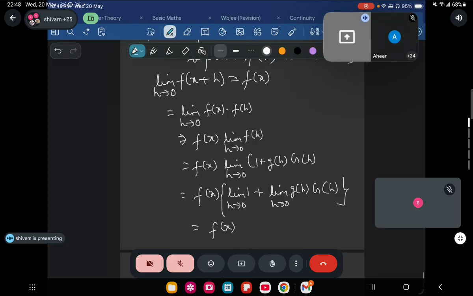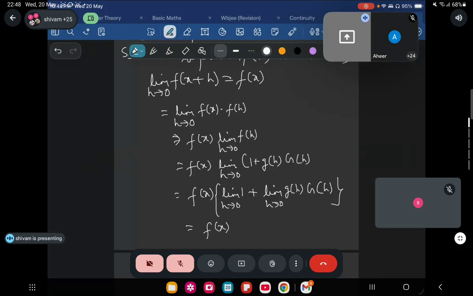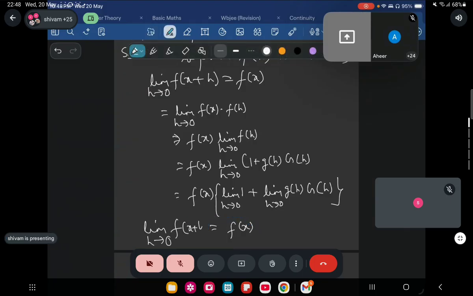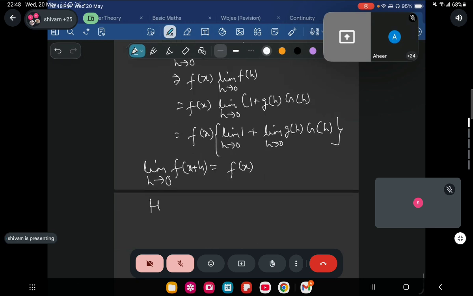Okay. So what have we proved, everyone? We have proved that limit h tends to 0, f of x plus h is equal to f of x. Hence, f is continuous. Tell me, are you getting it? Yes or no? Hence, we can say f is continuous. Tell me, anyone having any doubt, you can ask me now.